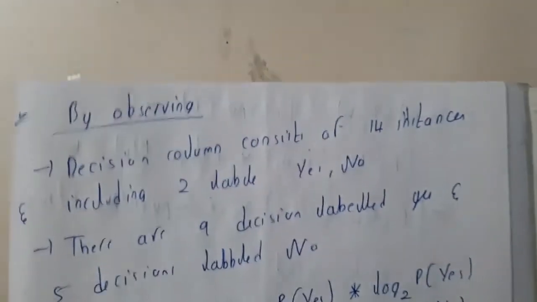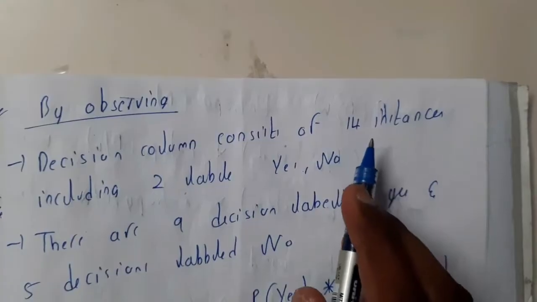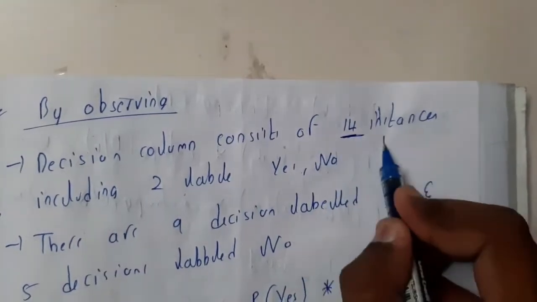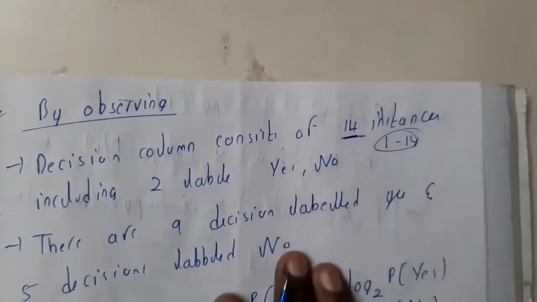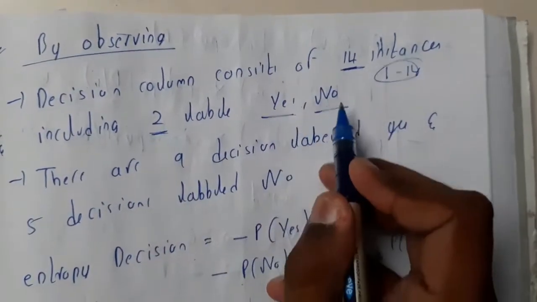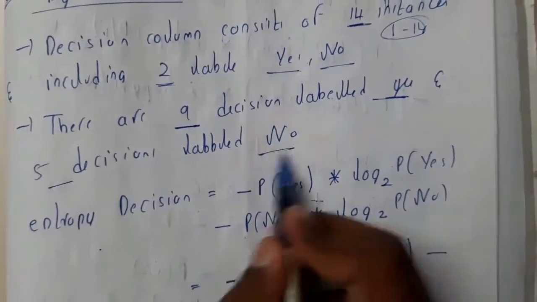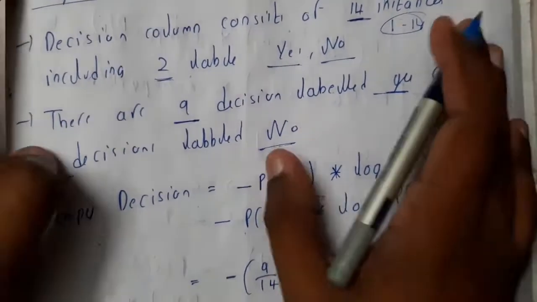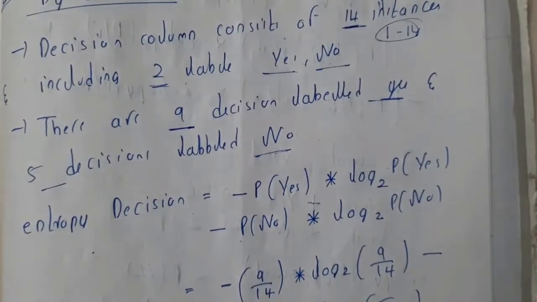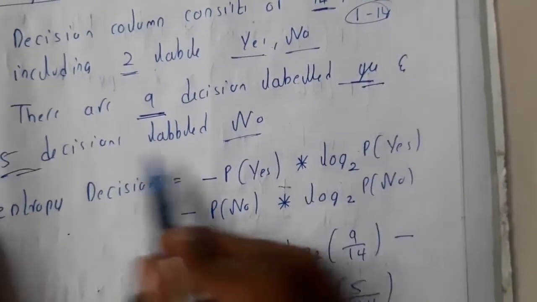So initially by observing, you need to take the decision column. Let us consider decision column only, guys. So we are having 14 instances, right? 1 to 14. It is having two labels, either yes or no. Whereas 9 yes we are having and 5 no. So initially we are only considering the decision row, guys. In the decision row I am having 9 yes and 5 no.